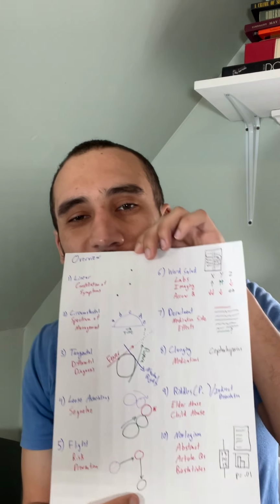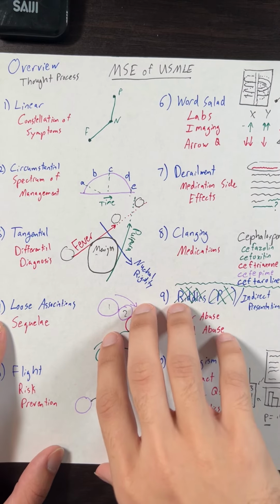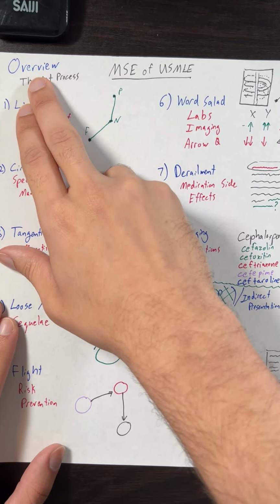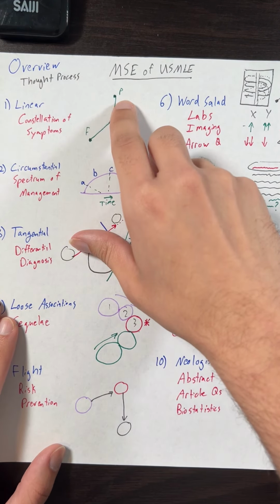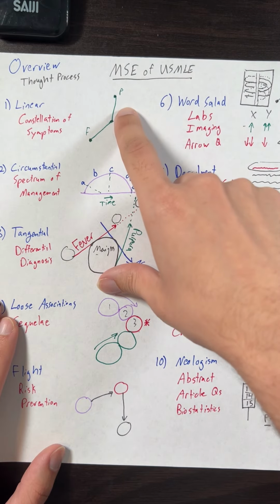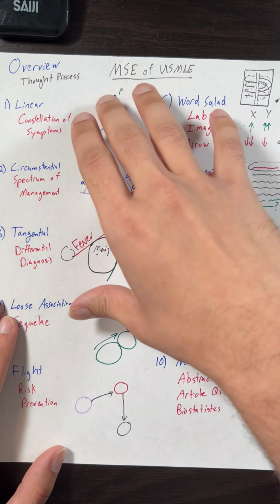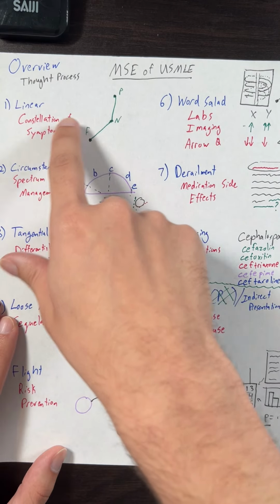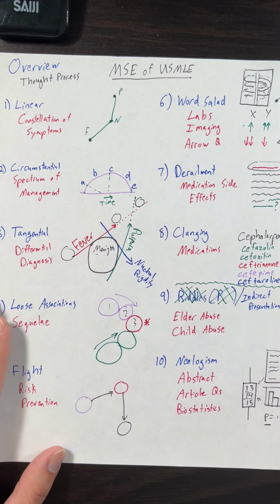So in this video, I just wanted to give a brief overview of some ideas and concepts that we'll be talking about relating to thought processes and how the thought process portion of the mental status exam can be used to better understand USMLE style questions. Okay, so this is going to be a basic overview video about the thought processes involved in USMLE style questions. And there are going to be subsequent videos further explaining each one of these thought processes.